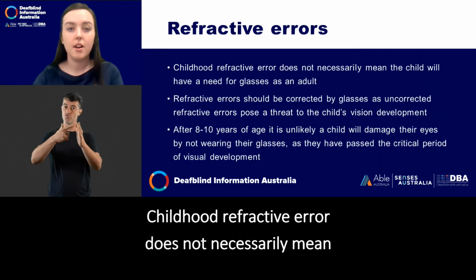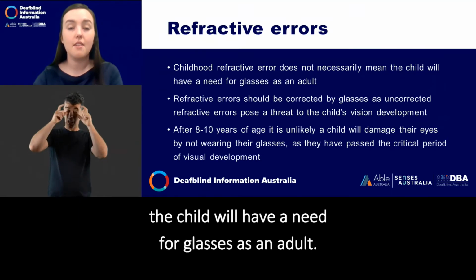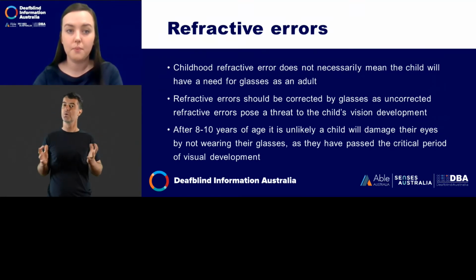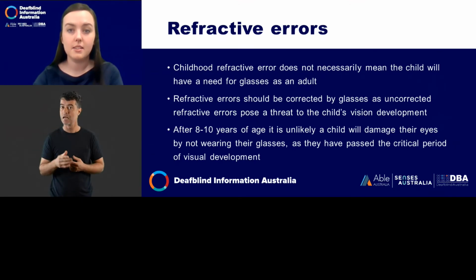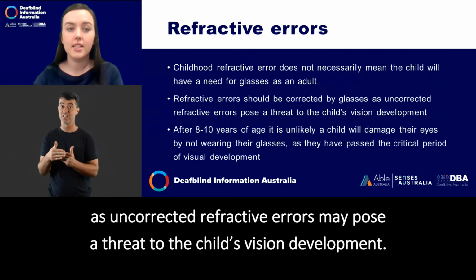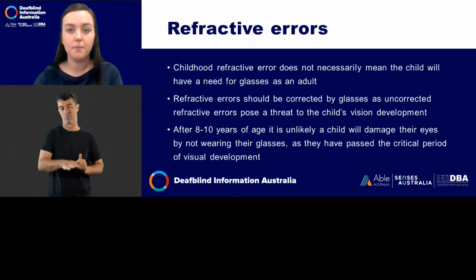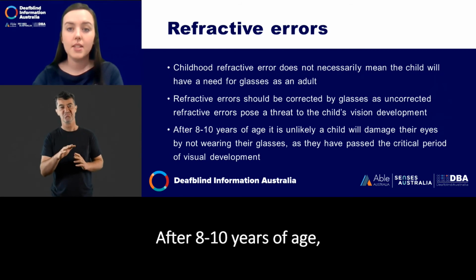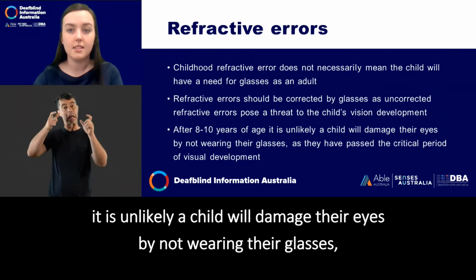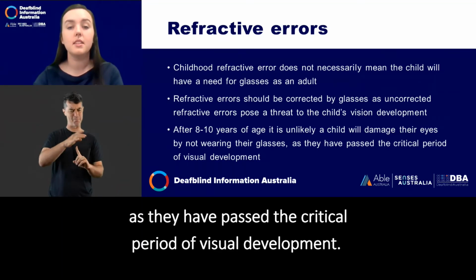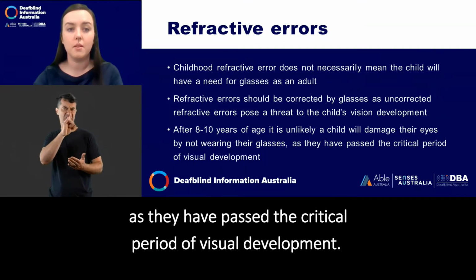Childhood refractive error does not necessarily mean the child will have a need for glasses as an adult. Refractive errors should be corrected by glasses, as uncorrected refractive errors may pose a threat to the child's vision development. After 8 to 10 years of age, it is unlikely a child would damage their eyes by not wearing their glasses, as they have passed the critical period of visual development.